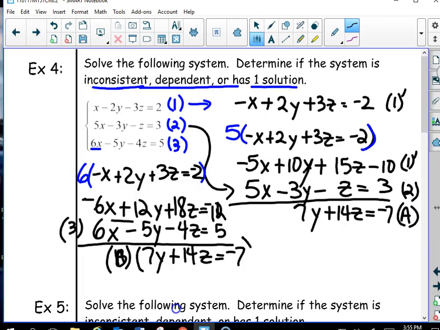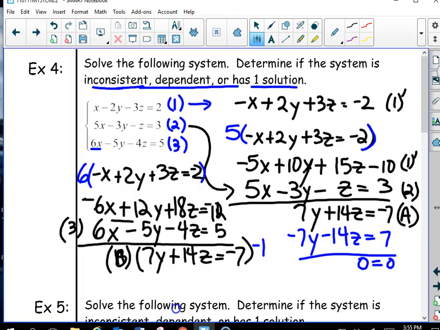All right, so equation A and B are exactly the same. If I take equation B and I multiply it by a -1, I'll get -7y minus 14z equals 7, which again gives me 0 equals 0, which is dependent. There's many solutions to the dependent systems. All right, went way over. Sorry about the long video.